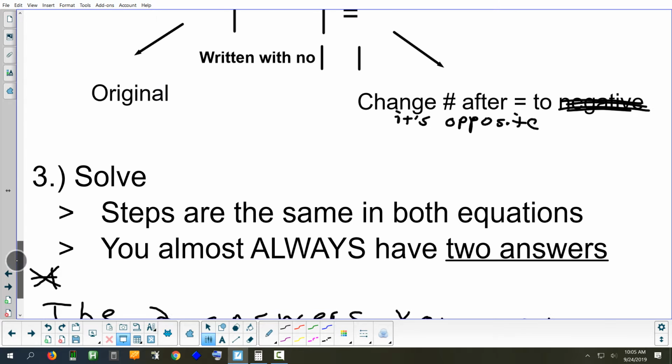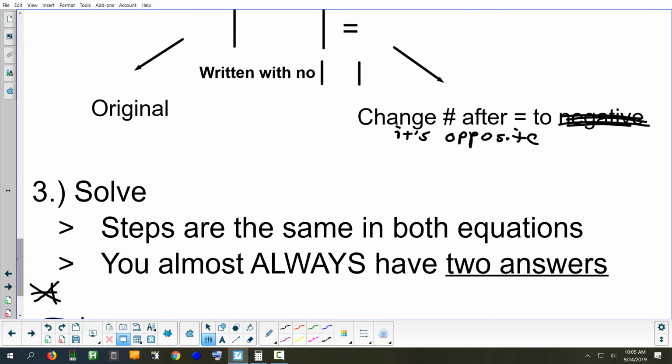Okay, so just copy down up to right there. That's kind of the front of the guided notes for today. That gives you the steps. And now on the back, we'll do some examples.